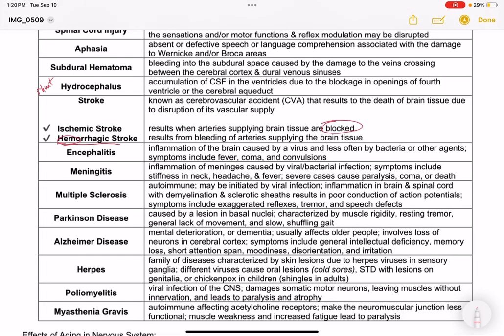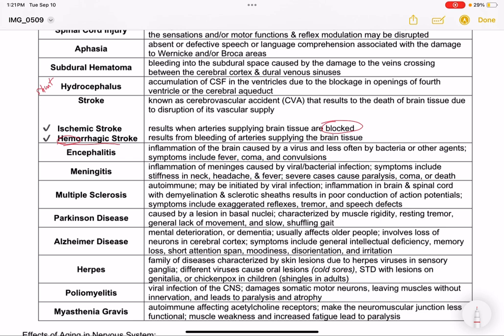The encephalitis naman. Encephalitis, inflammation of the brain caused by a virus and less often by bacteria or other agents. So symptoms include fever, coma, and convulsions. So ang iban prone sa ang mga bata, ang encephalitis. Okay, so may mga adults naman na nagkakamuni. So depende, case to case basis.